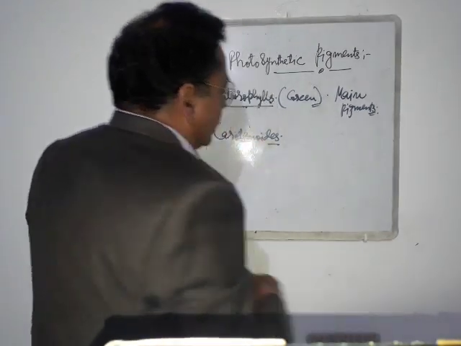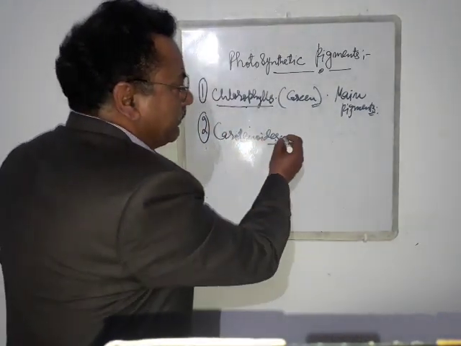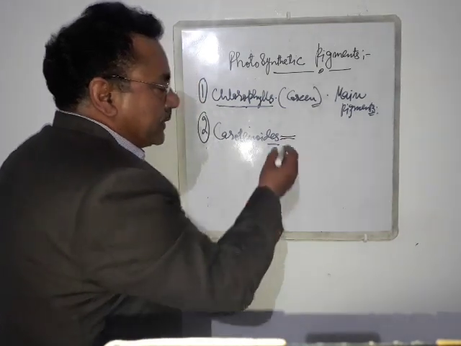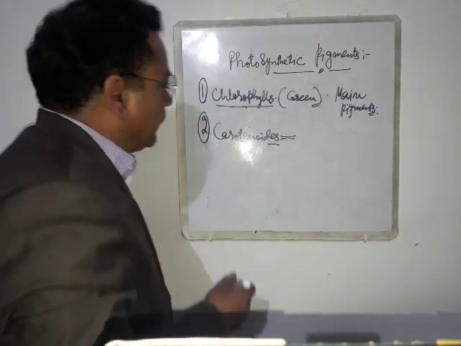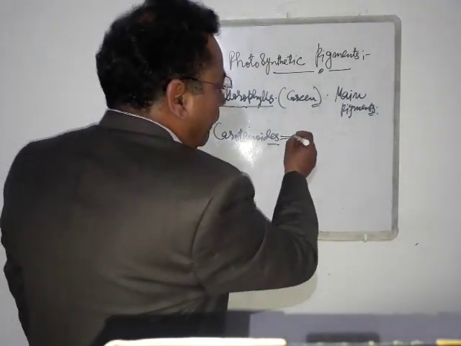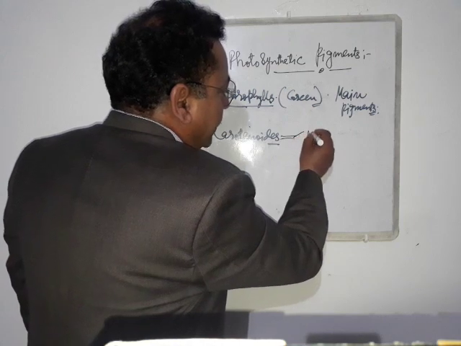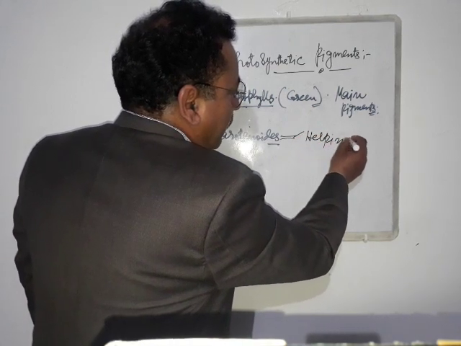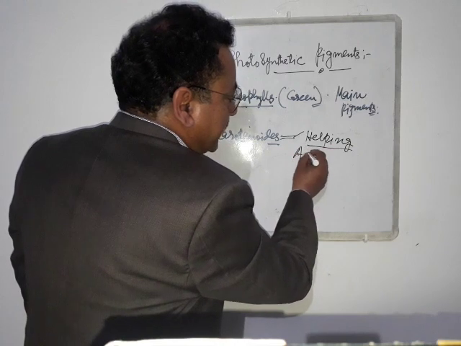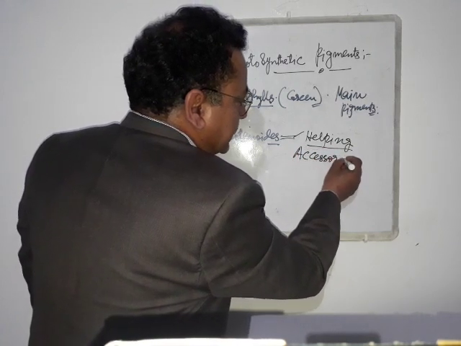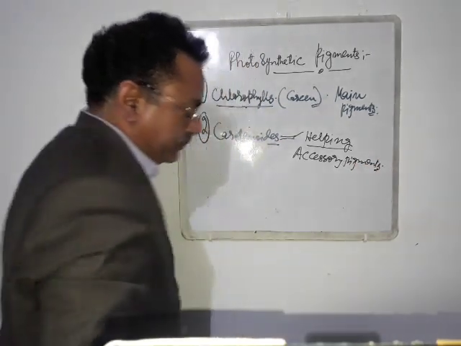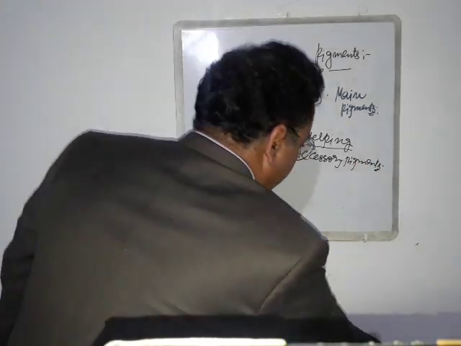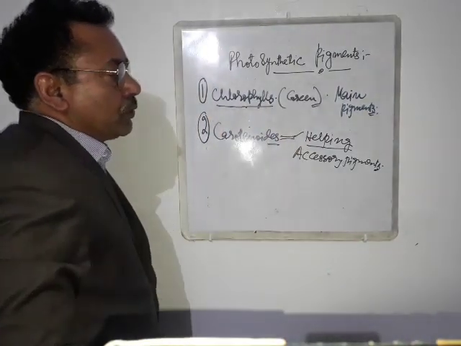And on the other hand, the carotenoids are colored variously. For example, they can be orange, they can be red, they can be yellowish to brown. And carotenoids are the helping pigments, or you can call them as accessory pigments. However, they are very, very important. They are not less important. So these two make the photosynthetic pigments.